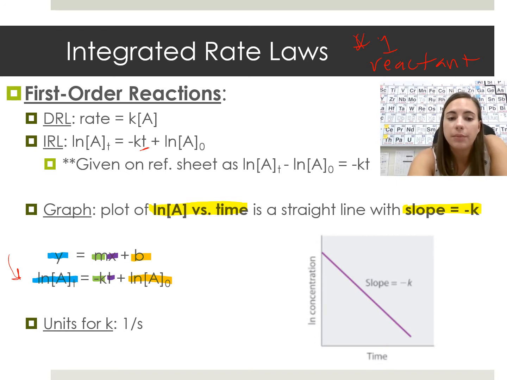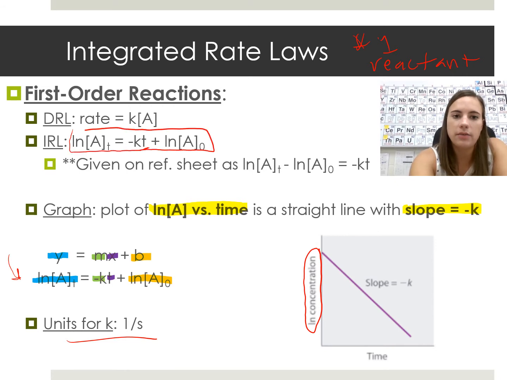Something else to point out is that the units for my slope for first order are going to be 1/seconds. That's important to note because sometimes we may just be given the k, and because we're given the k, we know the order of the reaction. So the major thing we need to take away is that for a first order reaction, the integrated rate law graphs the natural log of the concentration to give me a straight line versus time. And this is our equation.